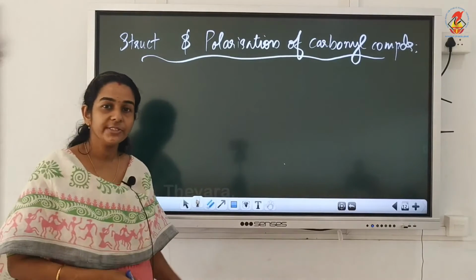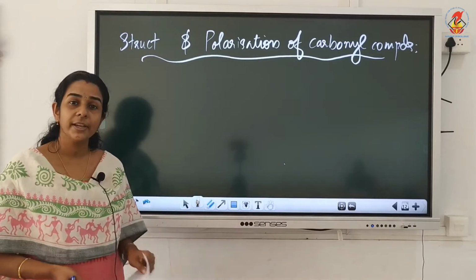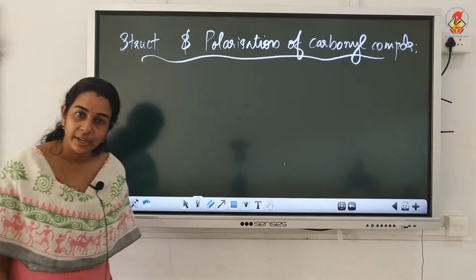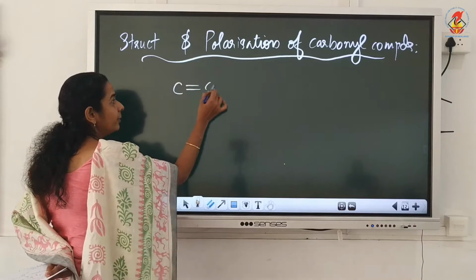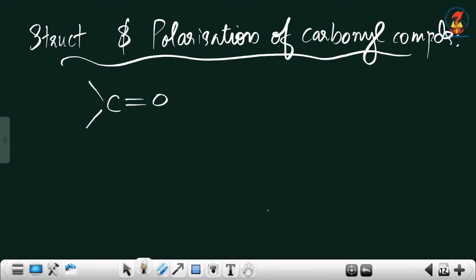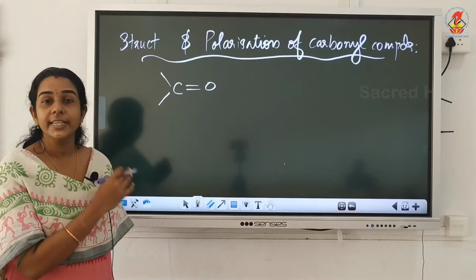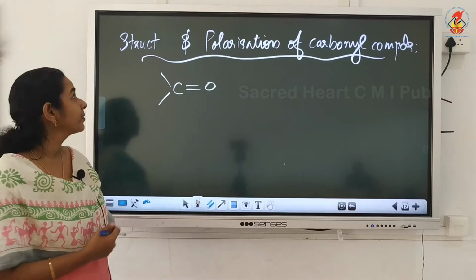So already we studied about carbonyl compounds. What do you mean by carbonyl compounds? These are the compounds which contain carbonyl group. What do you mean by carbonyl group? C double bond O group is called as carbonyl group. So all those compounds which contain C double bond O group are known as carbonyl compounds.